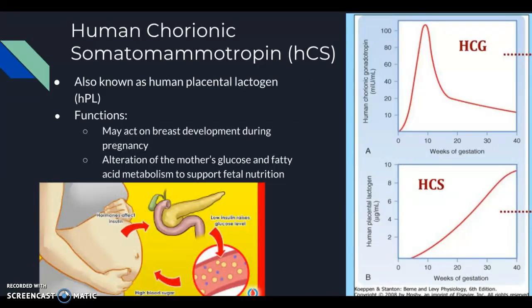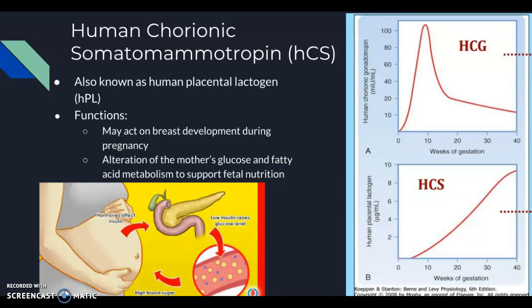The next hormone I wanted to talk about is human chorionic somatomammotropin, or more simply HCS. It's also known as human placental lactogen, and this is because it was originally thought to play a large role in the development of breasts during pregnancy. However, women that can't produce HCS are able to lactate normally, so it's unclear exactly how necessary it is for breast development during pregnancy.